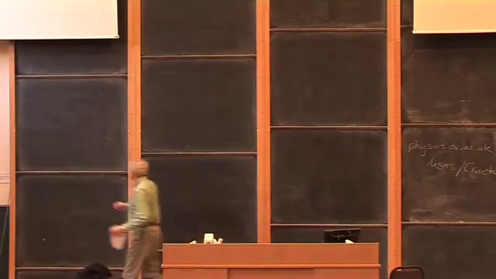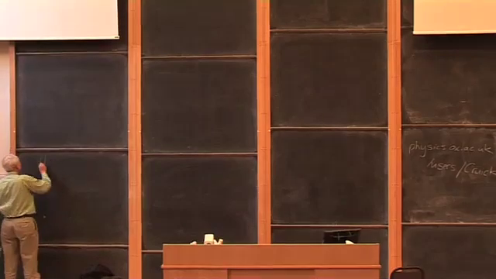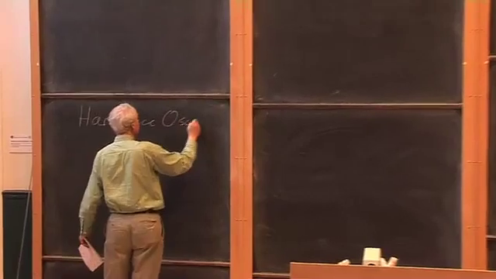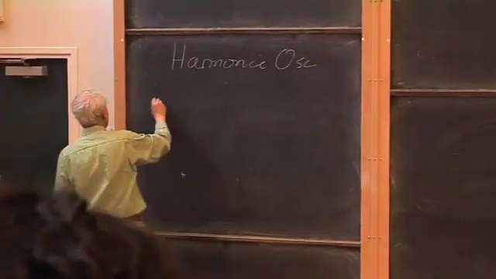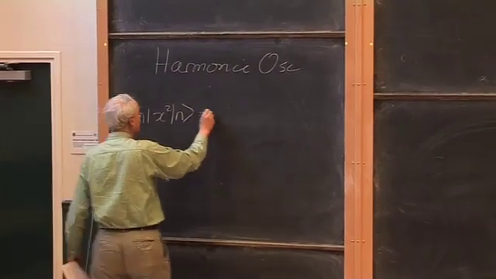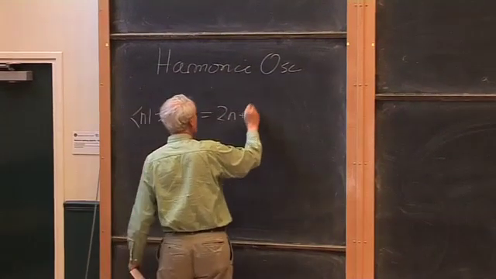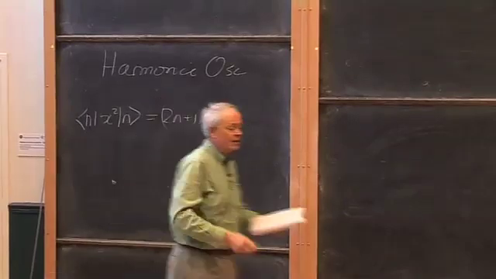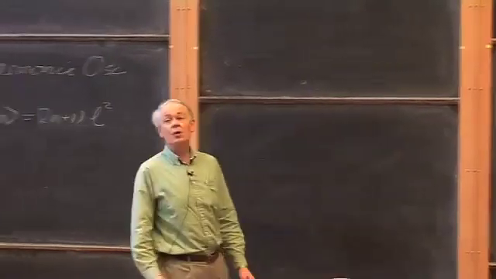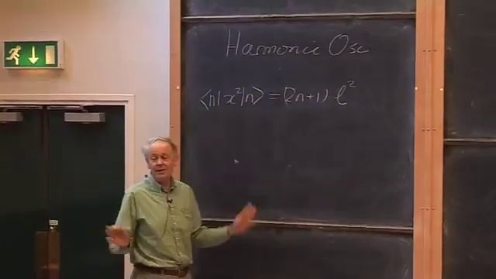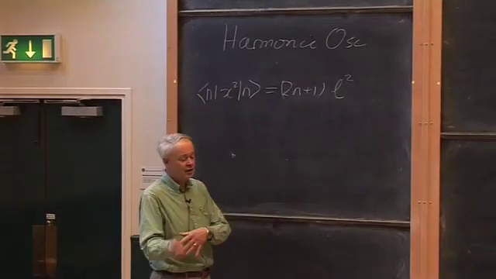Yes, where we had arrived with the harmonic oscillator yesterday was we had established that the expectation value of x squared in the nth excited state was (2n plus 1) L squared. Yes, of course, obviously on dimensional grounds. Yes, that's correct. So I said the next item on the agenda would be to connect that back to classical physics. Always a valuable exercise because it tells you something about quantum mechanics. It checks your results.